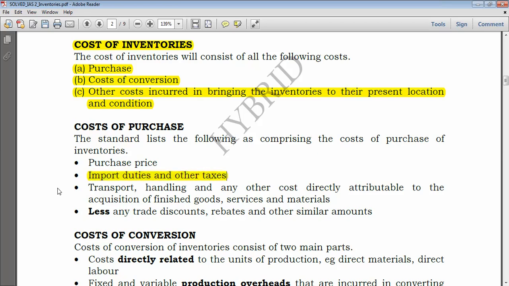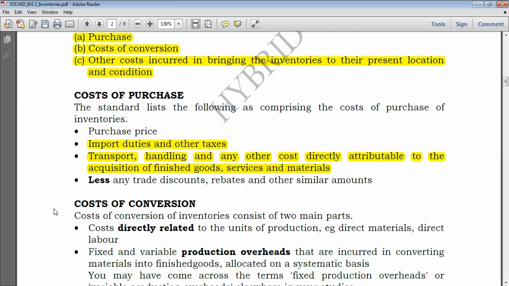But also after paying those at the port, you'd have to take your goods and go away to the office or to the warehouse or wherever you need them to be. So that's why you say transport costs, handling. We could be supposed maybe to load those goods in the car and unload them. So we call that handling, and any other cost directly attributable to the acquisition of finished goods, services, and materials. So any other cost incurred here would also be required, right? And so we will be done with the cost of purchase.